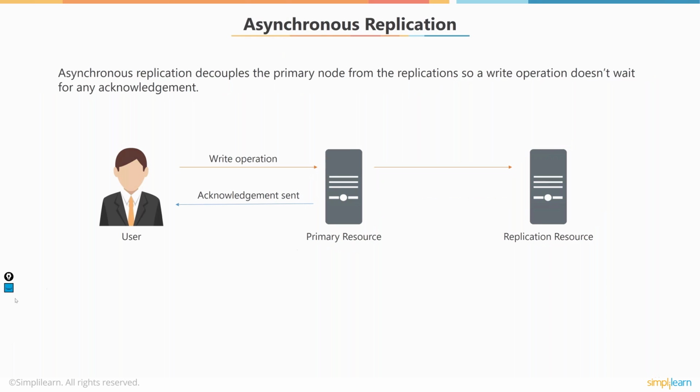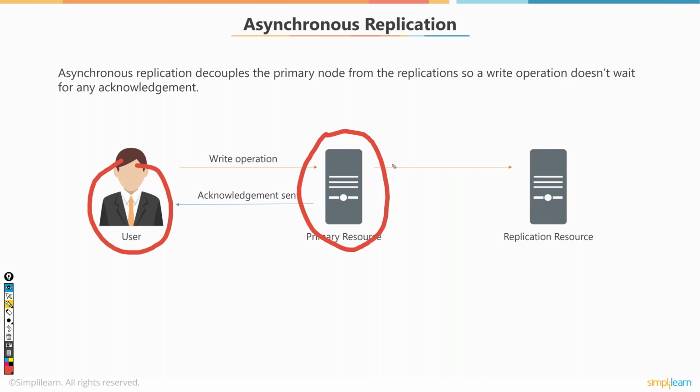Now, asynchronous replication is basically a replication that happens on the primary host, and to the user, the data is being written. But the replication in the backend happens behind the scenes, which means it can happen any time after, which means it's not real time.